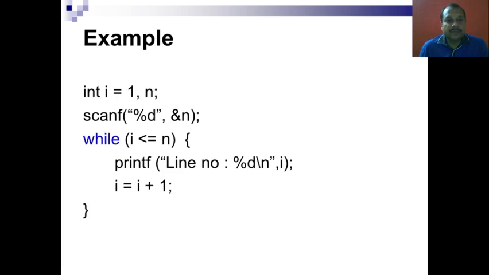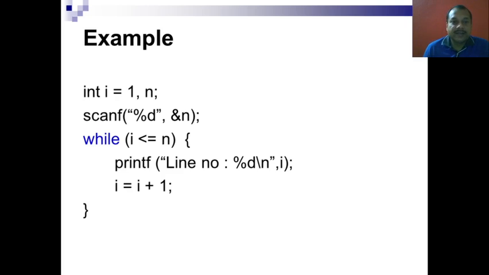Next, I am reading from the user, using scanf, how many times I have to write that. Then in the while loop, while i <= n, printf("line number: %d\n", i), and then i = i + 1. So after printing one line, i will be incremented, from 1 to 2, then 3, 4, 5, 6, and based upon the input, it will be executed. Now I understand some of you may have a question: if somebody supplies initially some value less than 1, maybe 0 or maybe negative.